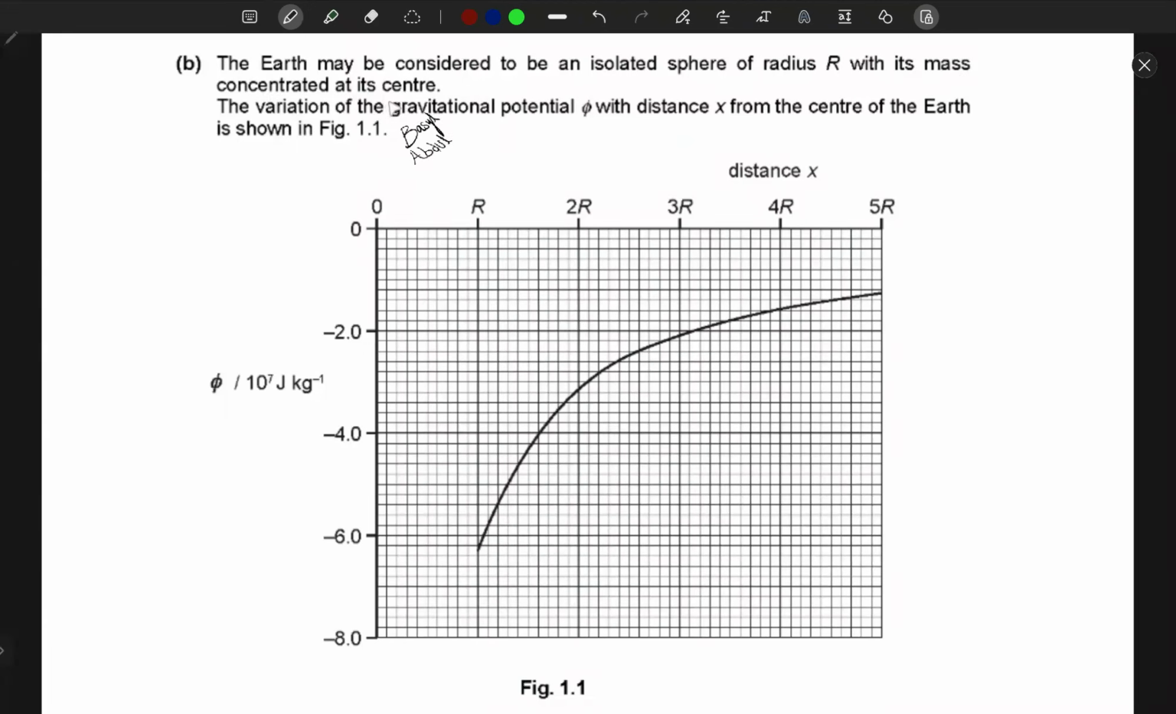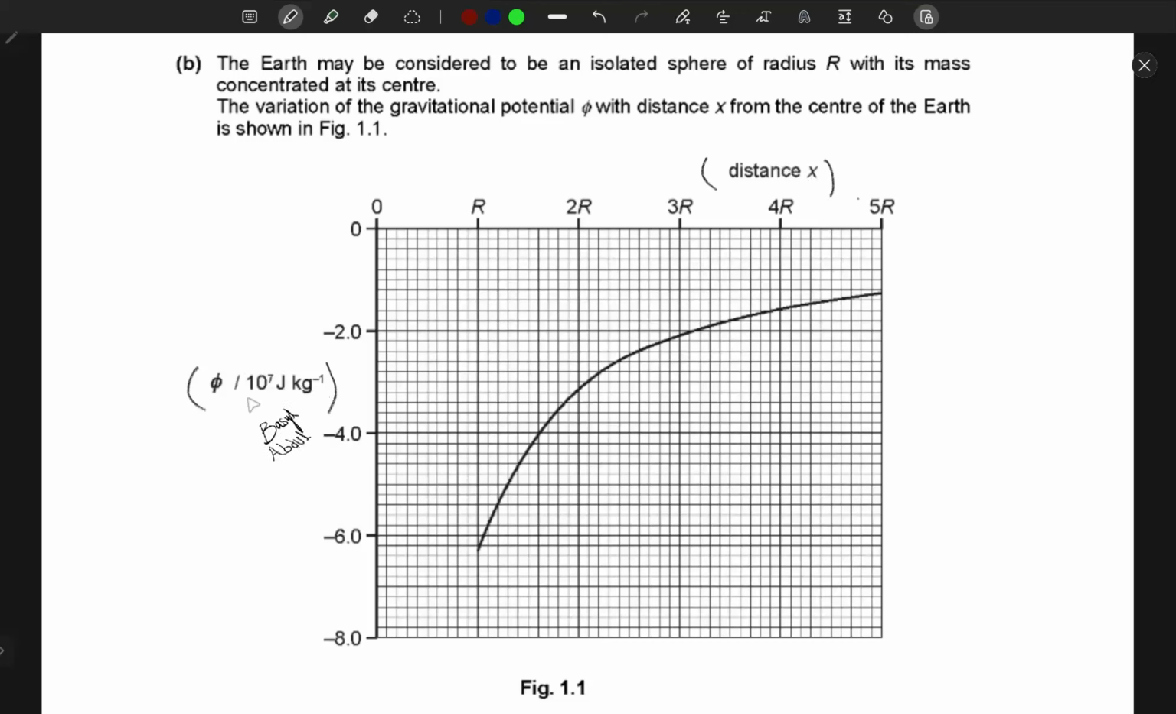A statement similar to ones we have encountered before as well, so I'll not go into the details of what it means. The variation of gravitational potential with distance x from the center of the Earth is shown. Whenever you look at these graphs, first of all, make sure that you read what is on the y-axis and what is on the x-axis. You can tell that this is the potential and this is the distance, but that's not really what I'm talking about.